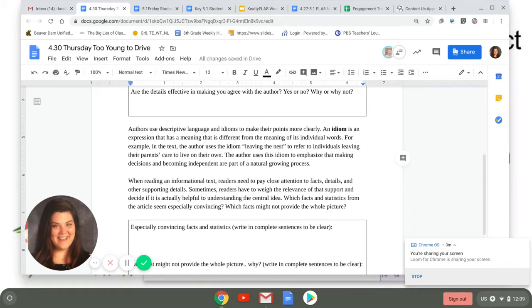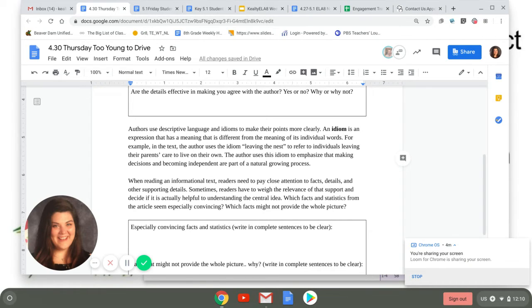So, for example, in the text, the author uses the idiom leaving the nest. And I'm sure that those of you who have friends who are seniors in high school, or you have siblings that are seniors in high school, or maybe freshmen in college this year, or you have cousins that have gone off to college or whatever, their parents talk about them leaving the nest. And sometimes parents who don't have any kids at home because they're all in college are called empty nesters. They obviously don't literally live in a nest.